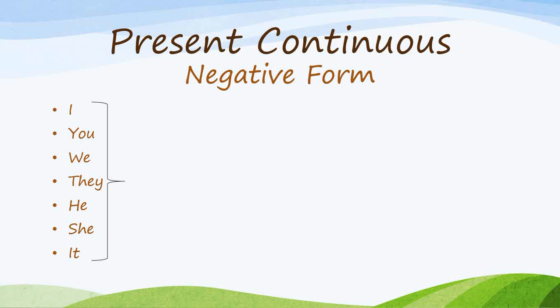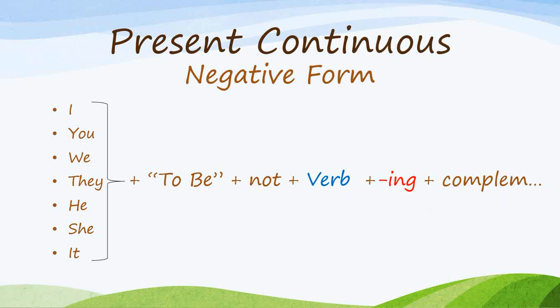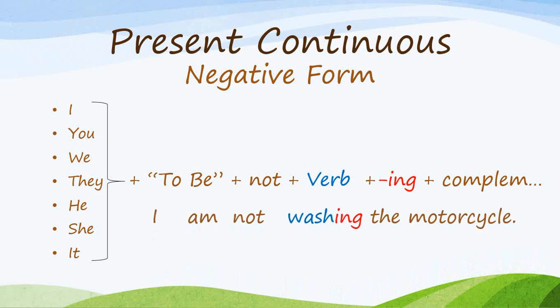For the negative form of the present continuous, the structure is the following. We have the subject plus the verb to be plus not plus the verb with the ending ing plus the complement. For example, I am not washing the motorcycle.